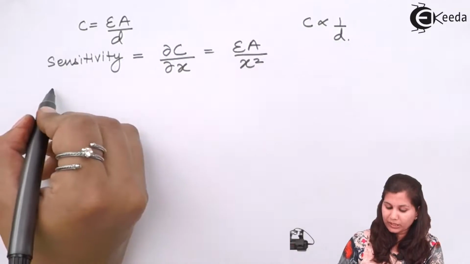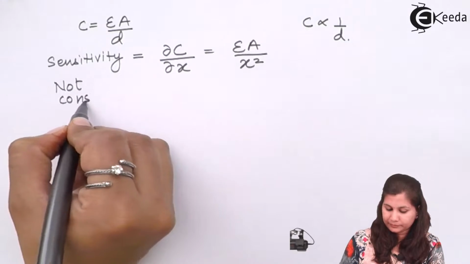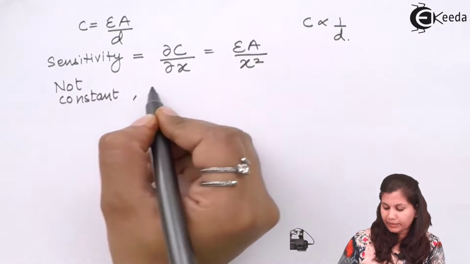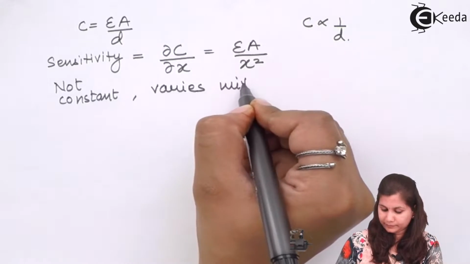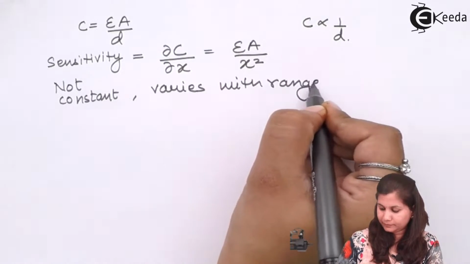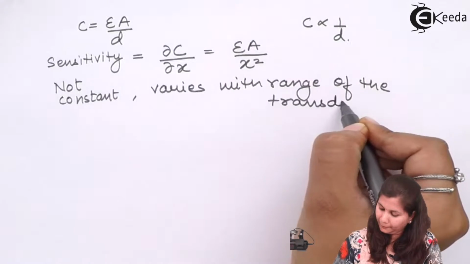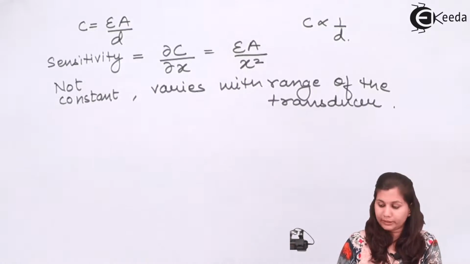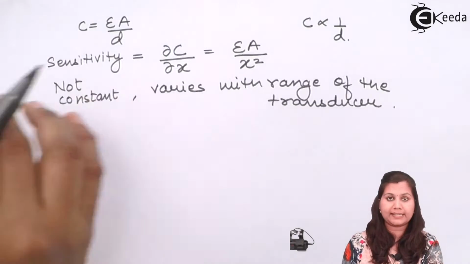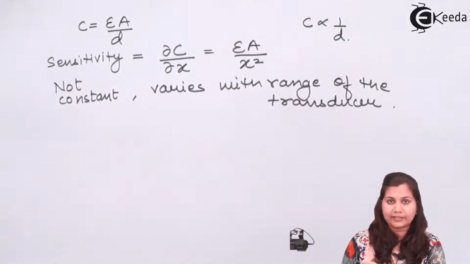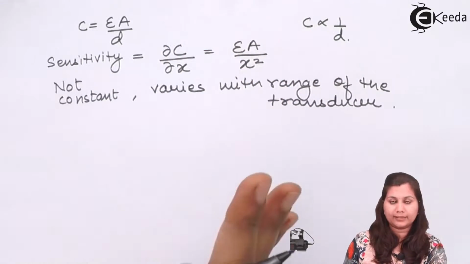Also from this equation you can see that the sensitivity is not constant. It varies with the range of the transducer. So the sensitivity is not constant. It means that the transducer is exhibiting a non-linear characteristic. There is a non-linear relationship between the capacitance and the displacement.